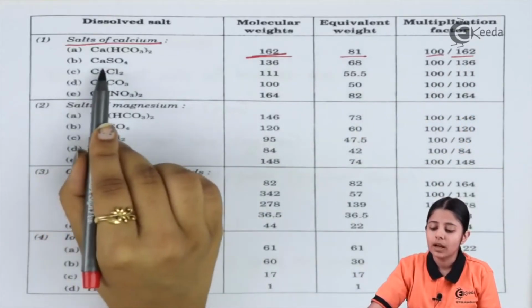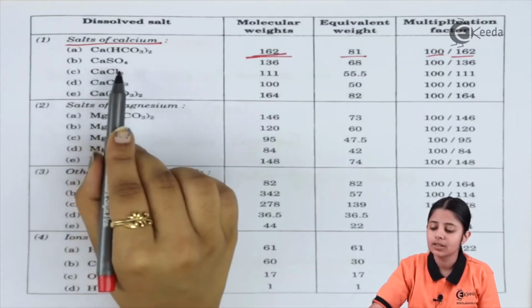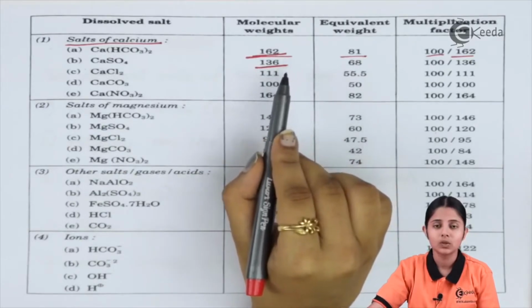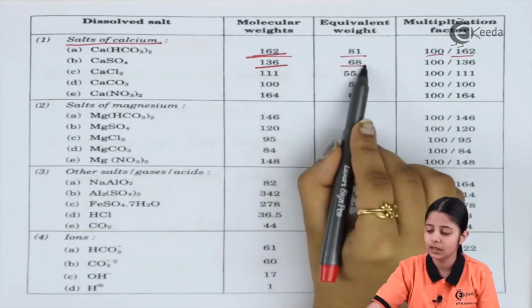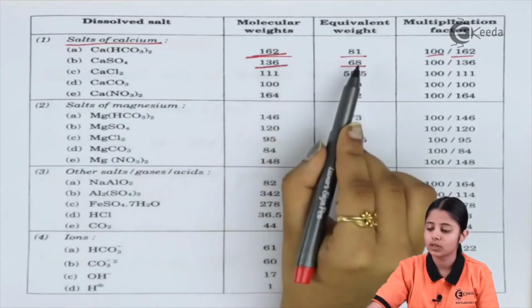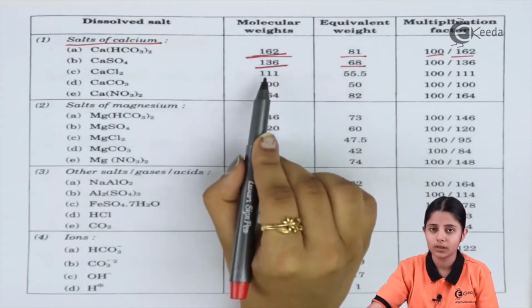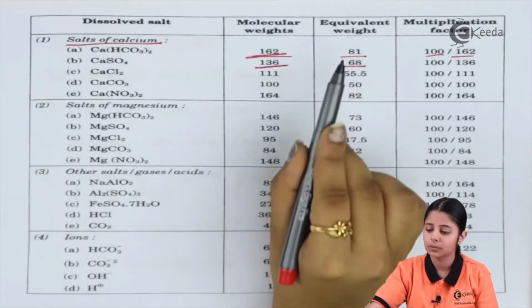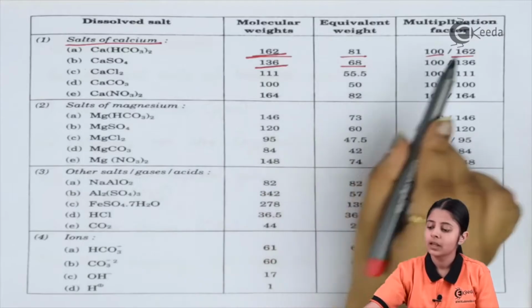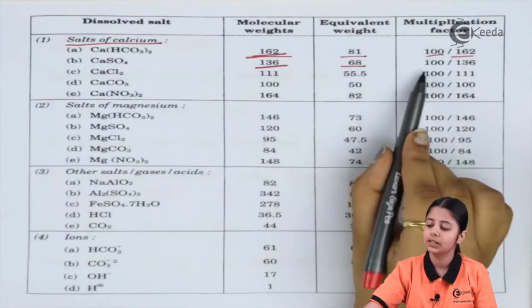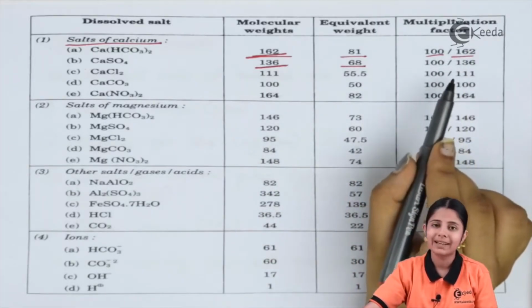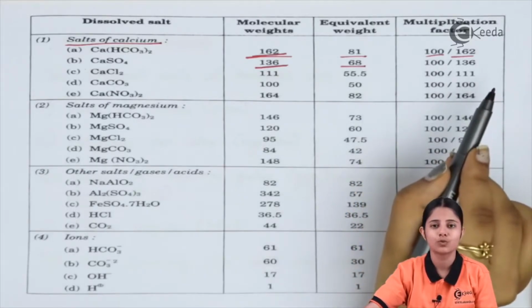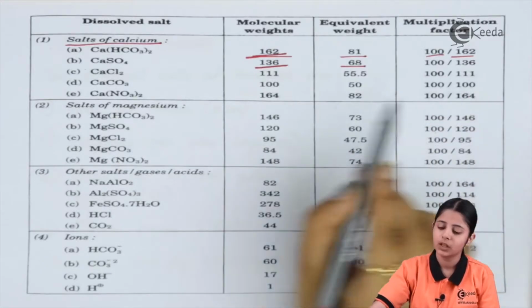The next one over here is CaSO4. This CaSO4 has a molecular weight of 136. When I divide this 136 by 2, it becomes 68. So the molecular weight being 136, the equivalent weight will be half of that, which means the equivalent weight will be 68. The multiplication factor can be either 100 by 136, or we can divide 100 by 2 and 136 by 2, and that can also be the reduced form of the multiplication factor.